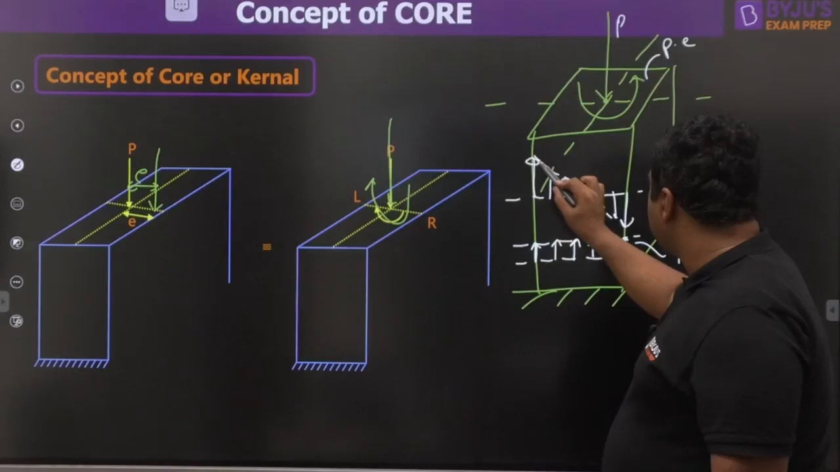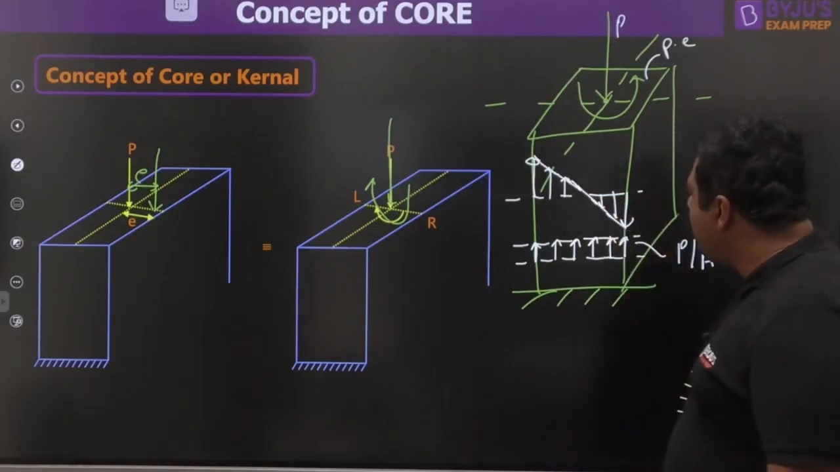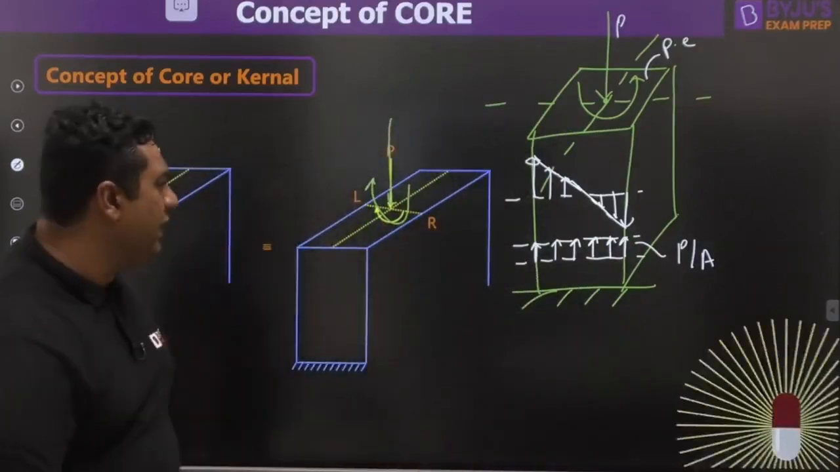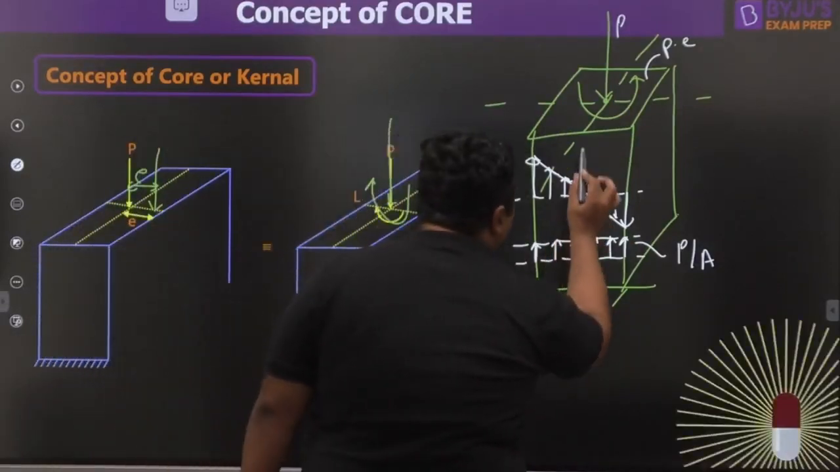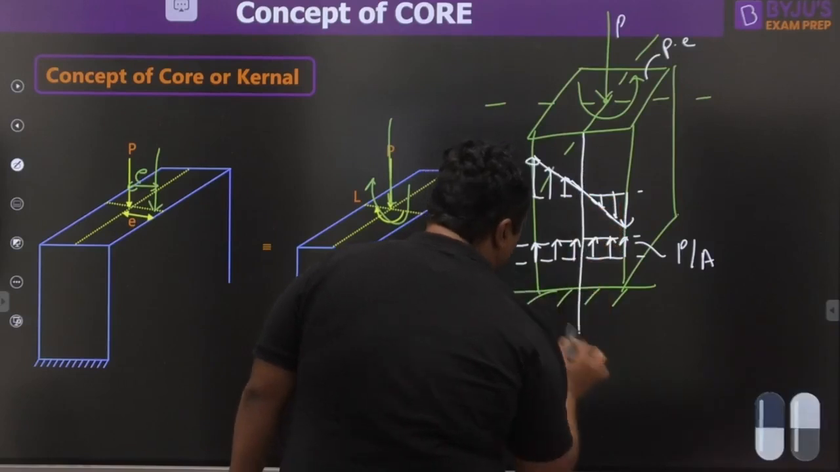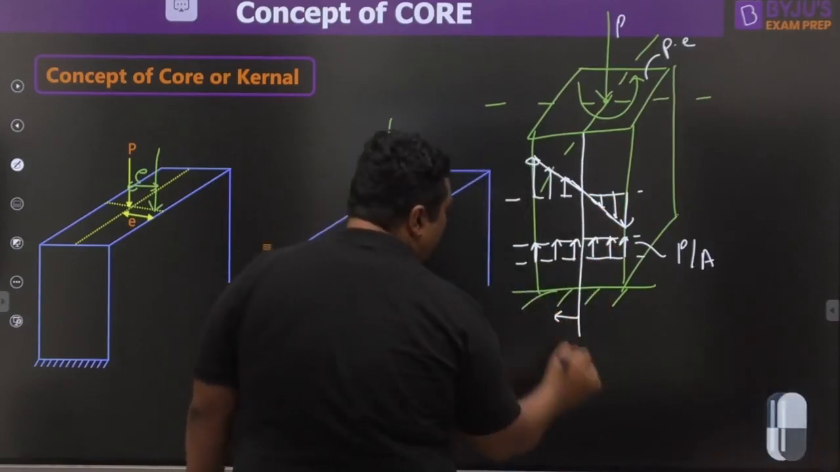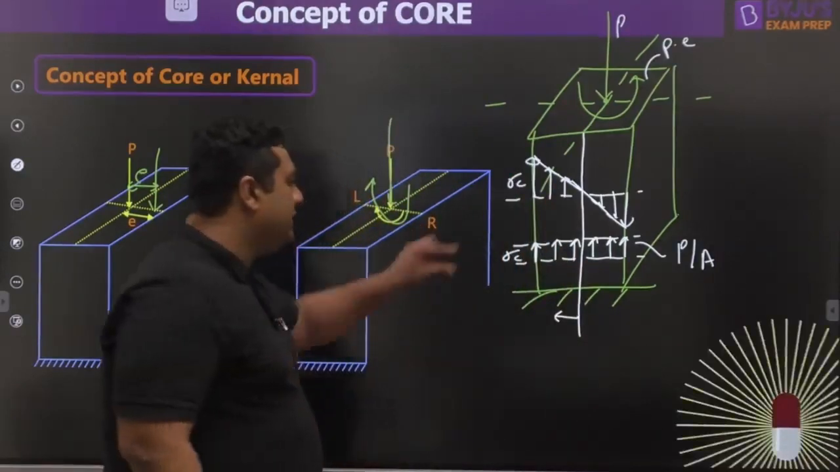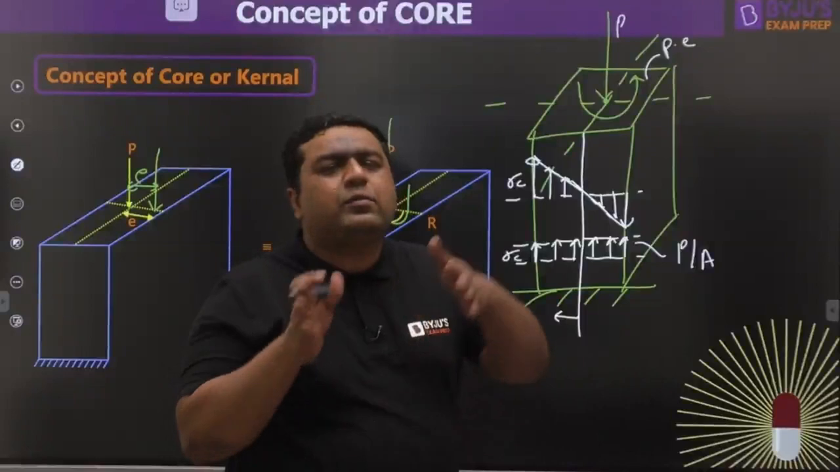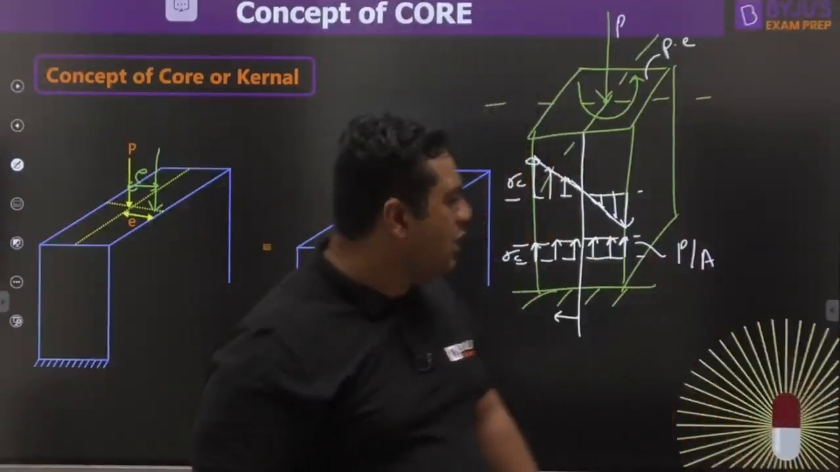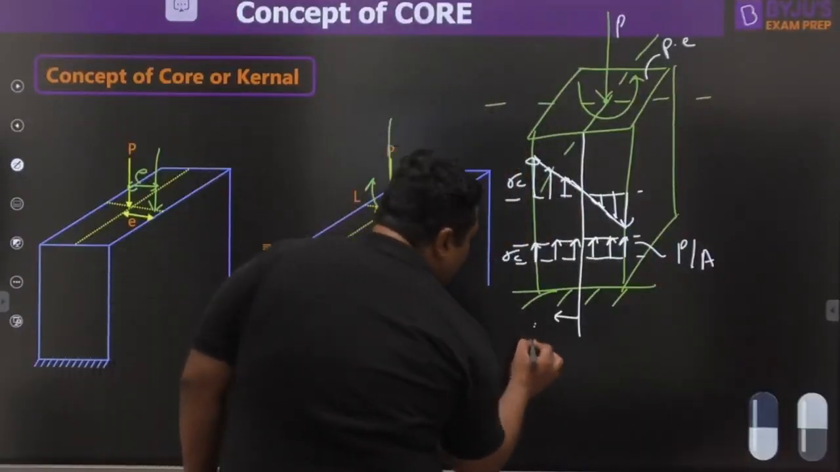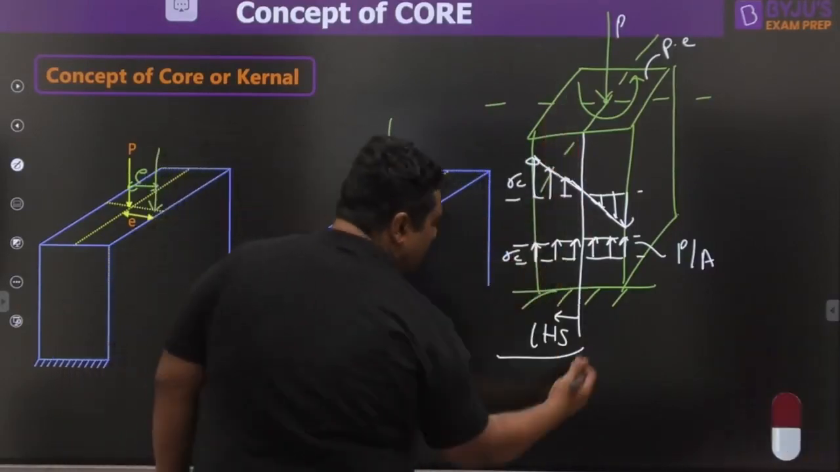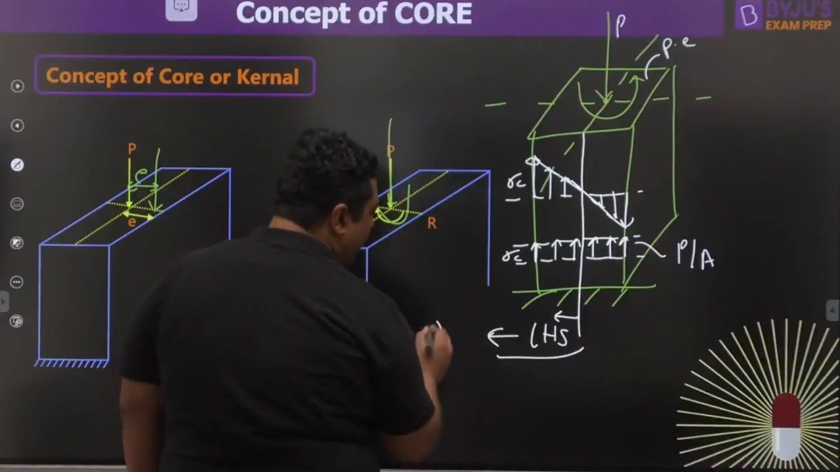Now my dear, if I show you this stress distribution carefully, and if you are capable of looking at it, just look at it. If we see the left hand side of the fiber, this is compressive, this is compressive. This is negative, this is negative. Negative plus negative will always be negative. So my dear, the left hand side of this axis is always under compression.